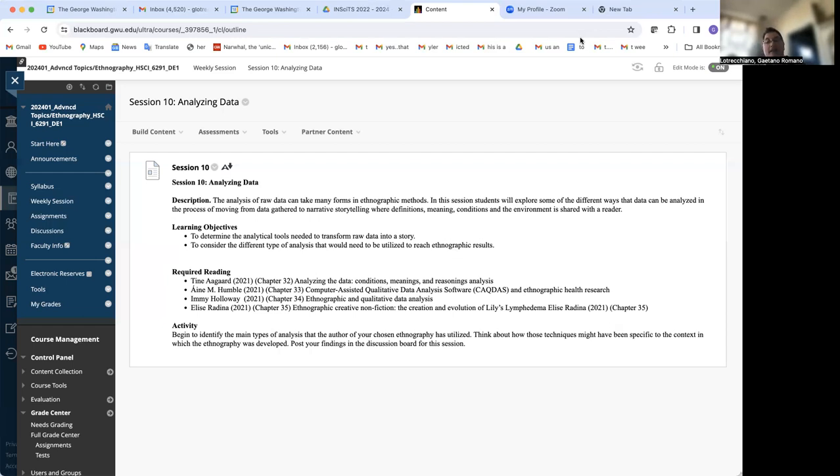Getting into this idea of reasoning, and what's going on under the skin of what you're observing, and making meaning out of that data, and starting to think more on the level of not just what is going on, but what's the meaning of what's going on, whatever it is that you're looking at. And then chapter 33, of course, is going to introduce you to something you may already be familiar with, or maybe not. And that's computer-assisted qualitative data analysis.